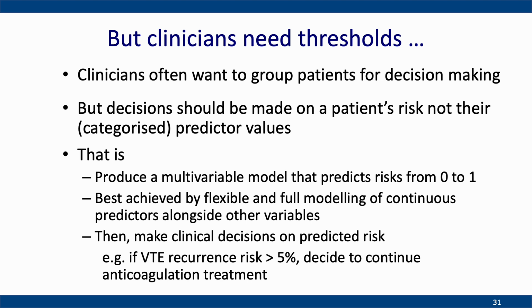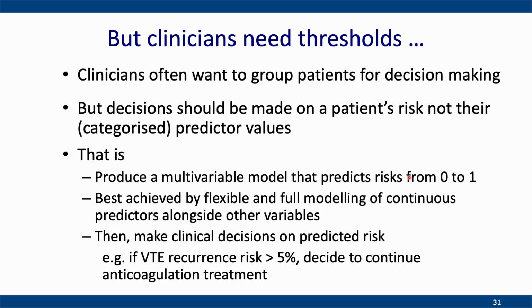But remember what I said at the start of this lecture, that we're talking about multivariable situations. So it's not just making decisions on one continuous predictor, it's actually on the value of multiple predictors in combination. And therefore, we're not making decisions based on a single predictor. We're actually making decisions based on a multivariable model. And actually, whenever we make our decisions, it's based on the predicted risk.